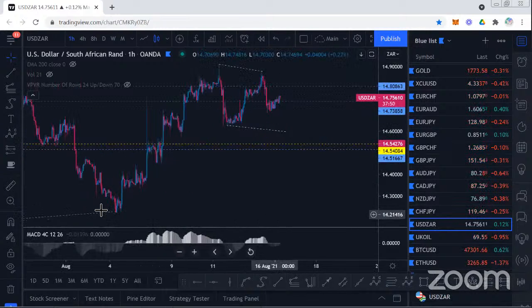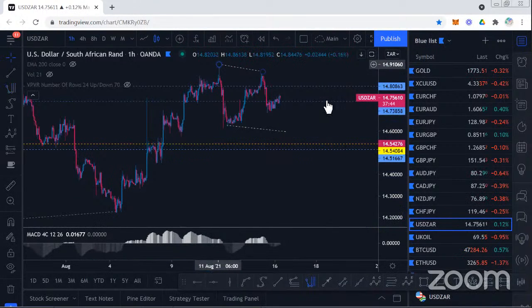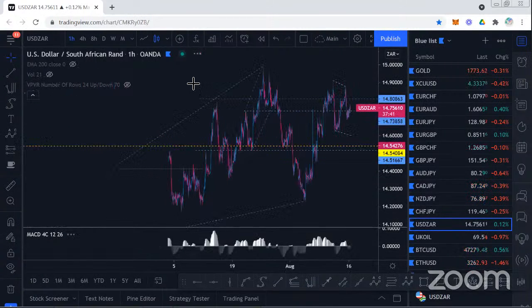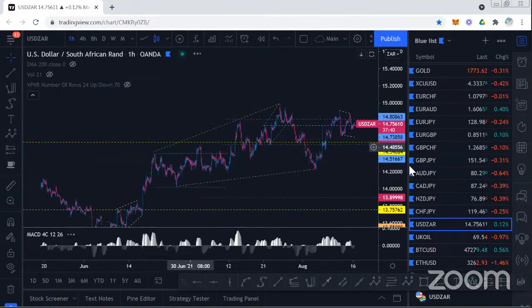Only concern about that is that this is a little bit short for my liking in terms of this corrective structure. So you might see it get a little bit more complex, but again, it should just start to accelerate to the upside given the higher time frame structures that we're looking at.